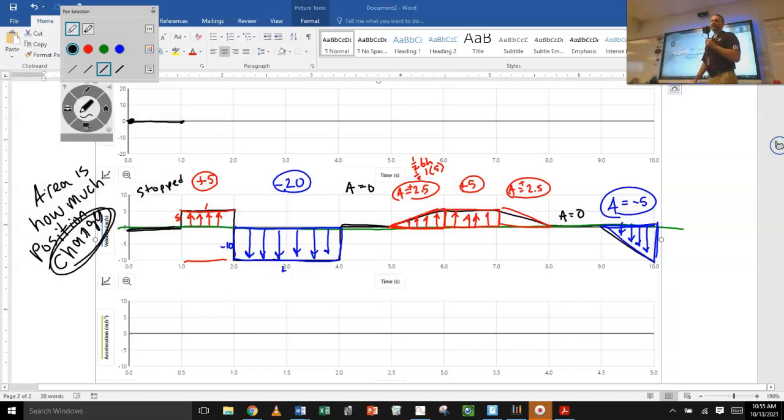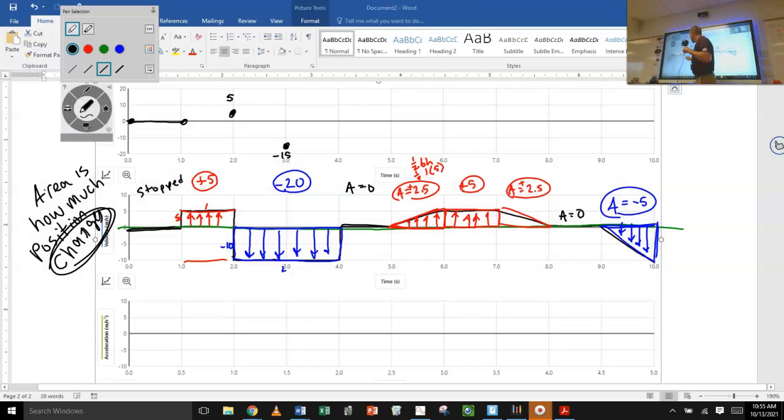The area is how much my position changes. So if I'm at here, I change positive 5. Right? And then I change negative 20. So that I end up at here. I'm at negative 15. I don't go to negative 20. I change negative 20. That's the difference between slopes and my areas.